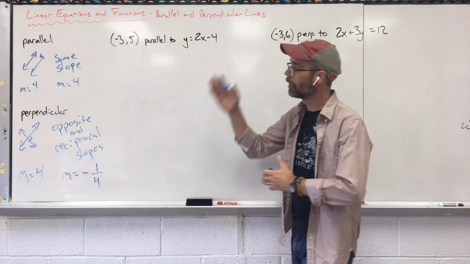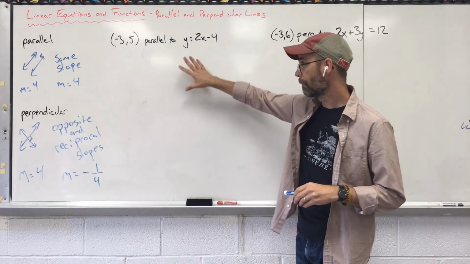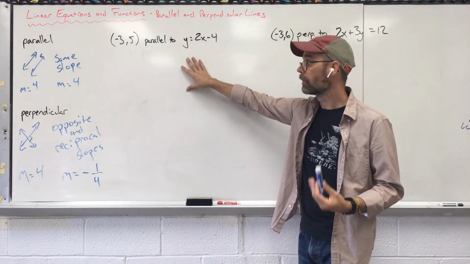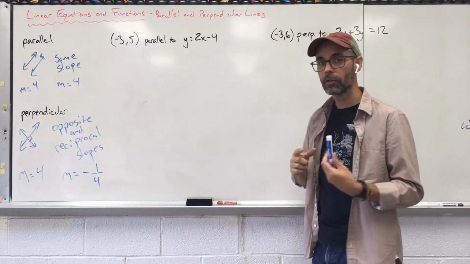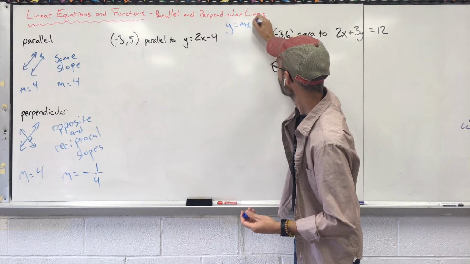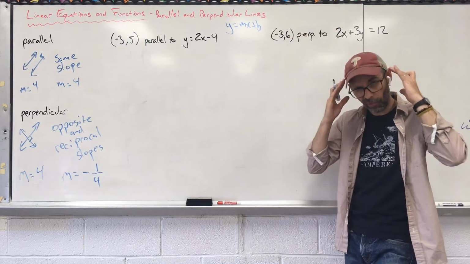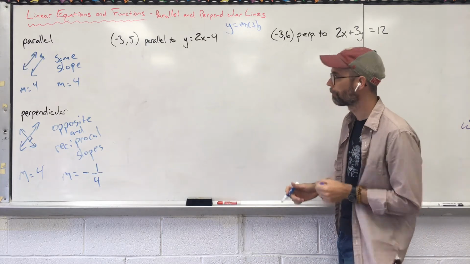So that's our differences with parallel and perpendicular. Now, how can I use that to write an equation given this information? Well, first off, we have to start with our formula: y equals mx plus b. You always want to have that written down somewhere so you're not just thinking about it and you can at least see it.